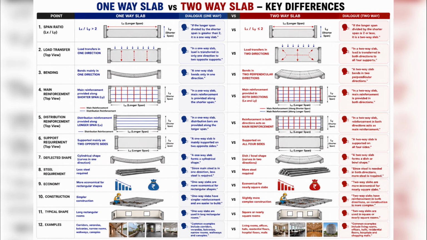8. Steel requirement. Since a one-way slab requires main reinforcement in only one direction, it generally uses less steel. A two-way slab needs reinforcement in both directions, so more steel is required.